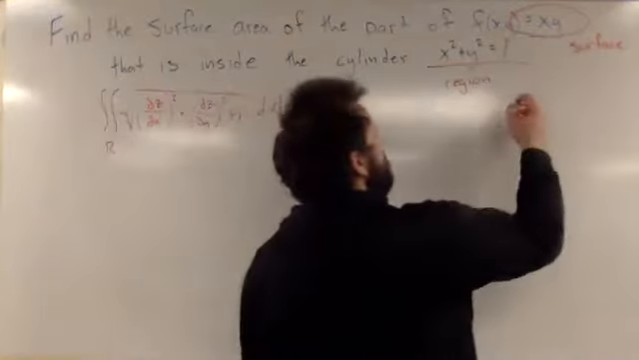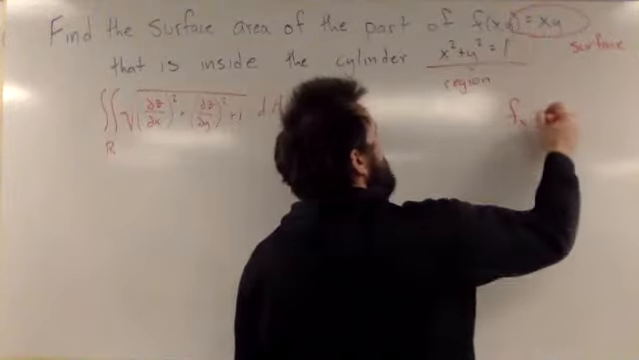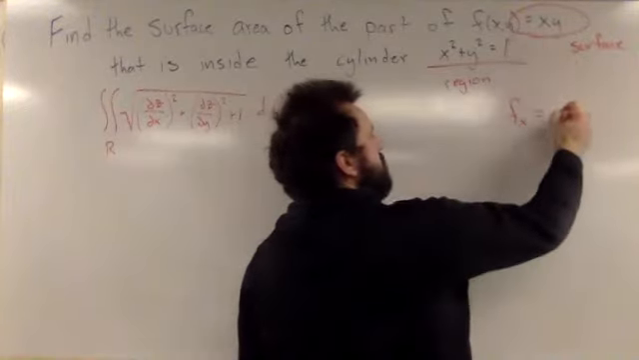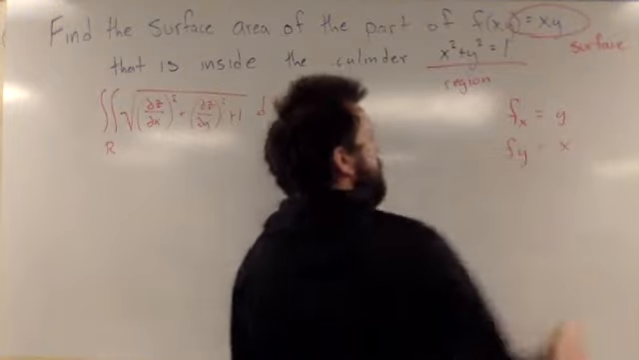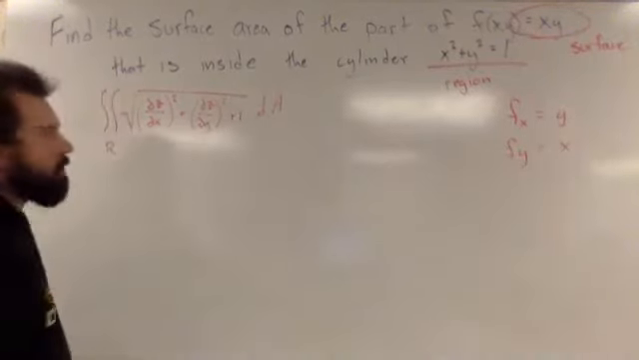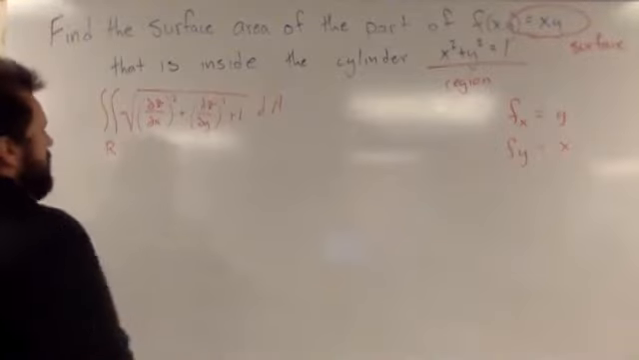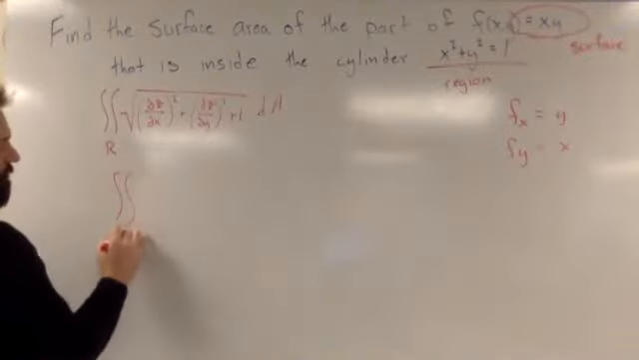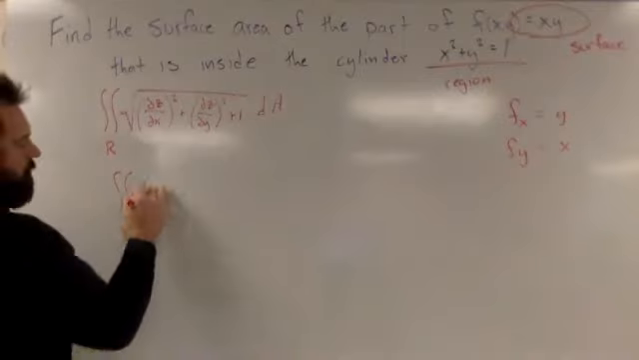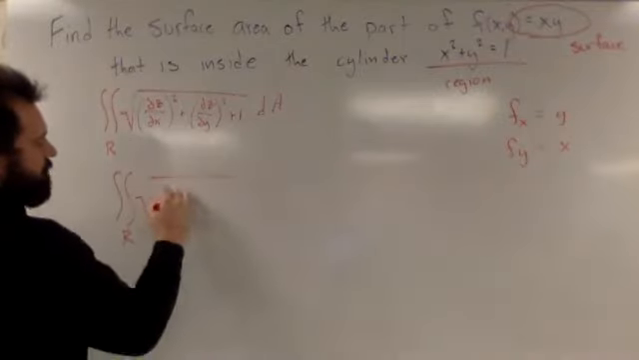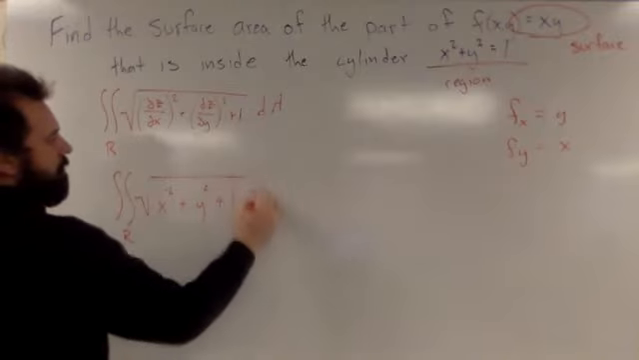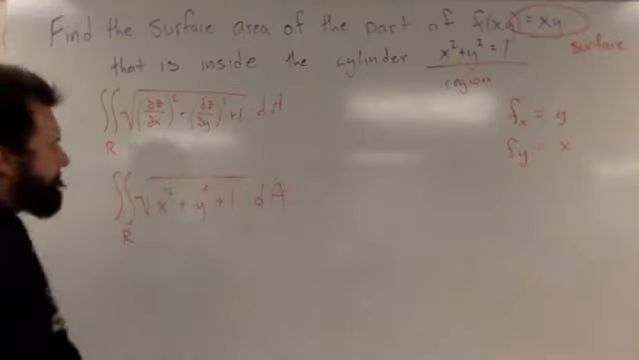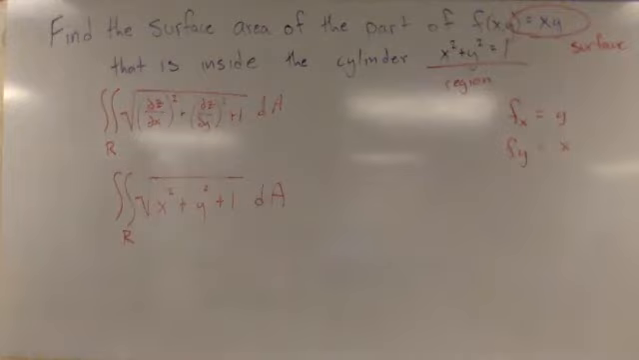So the derivative of this with respect to x is just y. The derivative with respect to y is x. So if I plug that in, I'm going to have the double integral over my region of the square root of x squared plus y squared plus 1 dA.